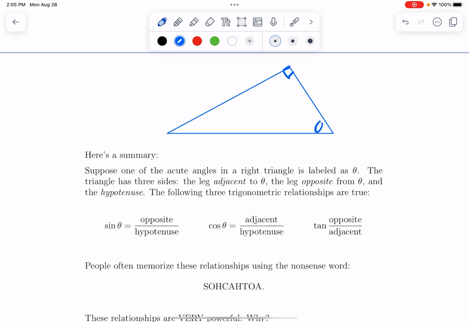And let's suppose we're paying attention to this angle. So we always do this from the perspective of a certain angle. There is theta in the lower right corner. So from the perspective of that angle, we label the three sides as hypotenuse. Hypotenuse is the longest side across from the right angle. This is the adjacent leg. It's the leg right next to the angle theta. And this is the opposite leg.